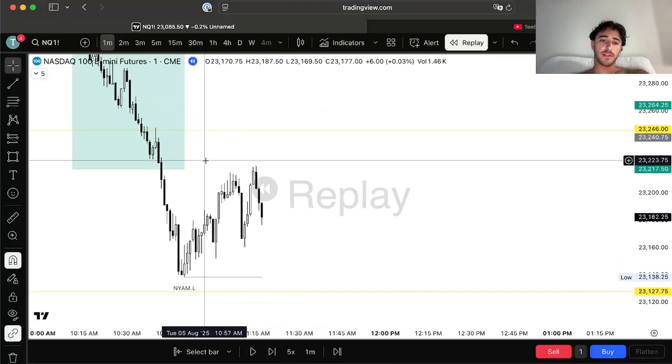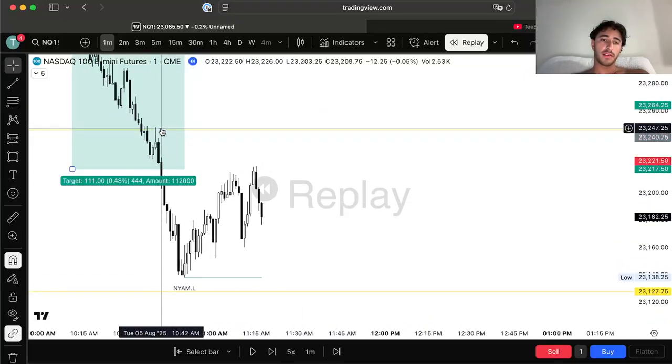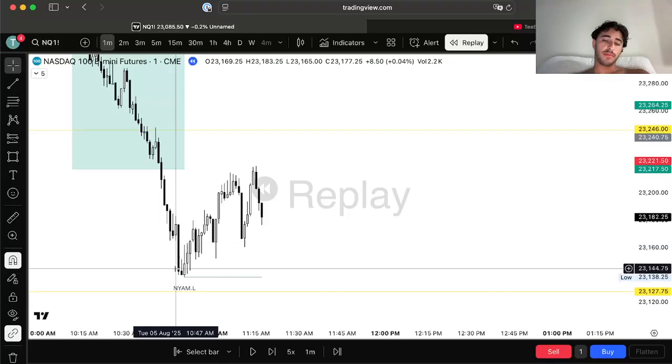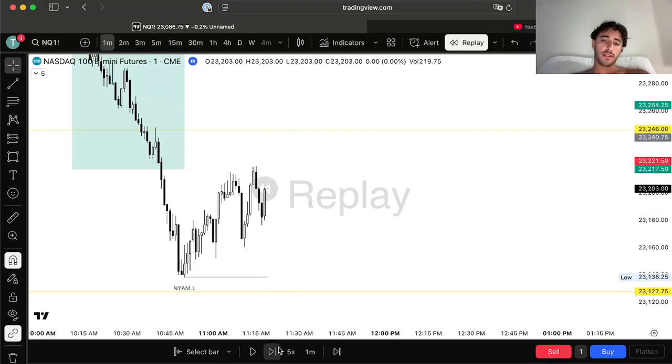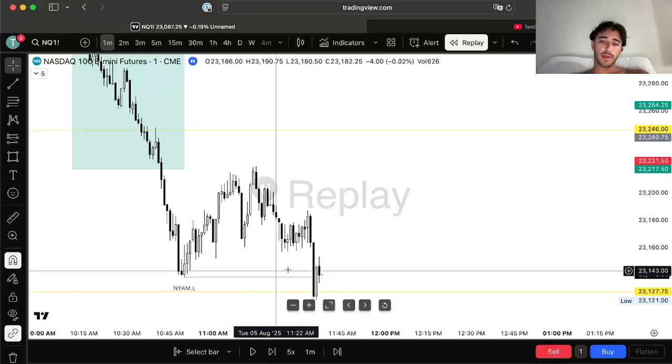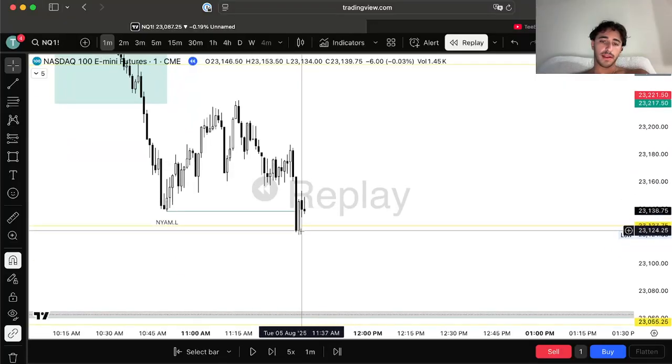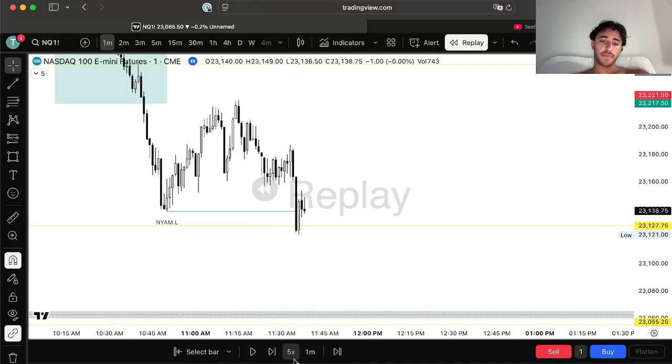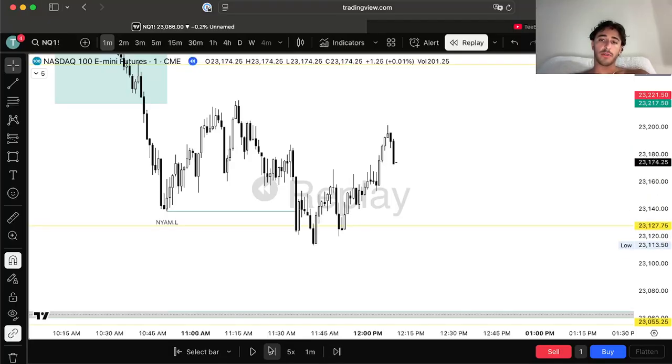Then look at this. This old level I had, look, first when we break it, reject off it, boom. But then look. The same level, we come all the way back up to test it. Oh, wait, no. Not yet. But look, we hit this level. Now I'm pretty sure we retrace all the way back to this previous level and then make an even lower low.